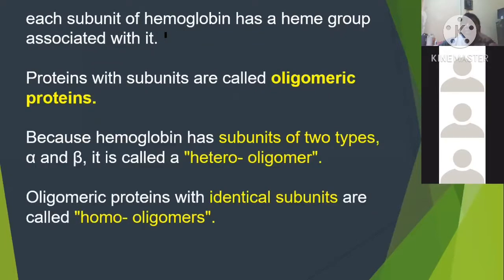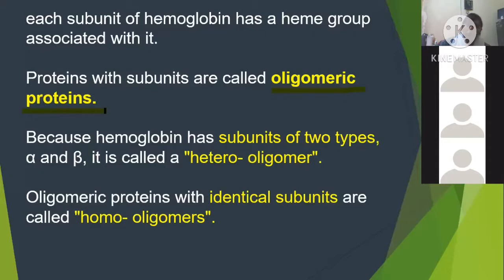Now, each subunit has a heme group. The proteins with subunits are called oligomeric proteins. So, what is an oligomeric protein? Oligo here refers to many, right? So, this protein has many subunits or many polypeptide chains. Hence, it is called an oligomeric protein.